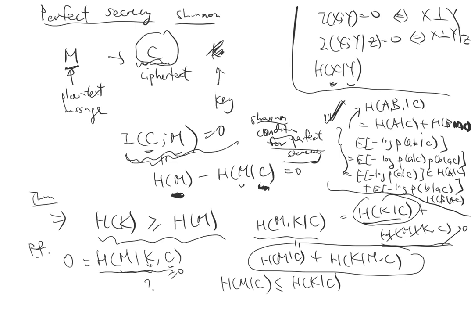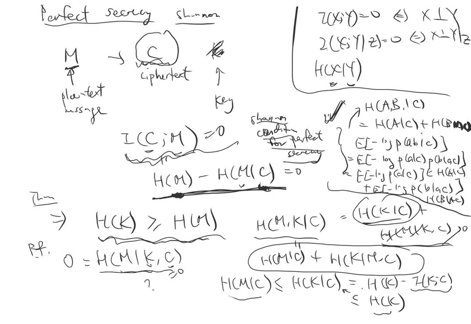And also H(K|C) here is equal to H(K) minus I(K;C). Also, as we mentioned, all this mutual information is non-negative. So therefore this is less than or equal to H(K). So we already have something very similar to what we want here: H(K) is bigger than or equal to H(M|C). But then we are already done. Because for the early assumption here, if we want perfect secrecy, we'll have H(M|C) equal to H(M). So therefore we'll have H(M) less than or equal to H(K).